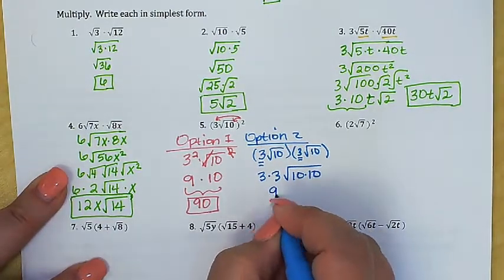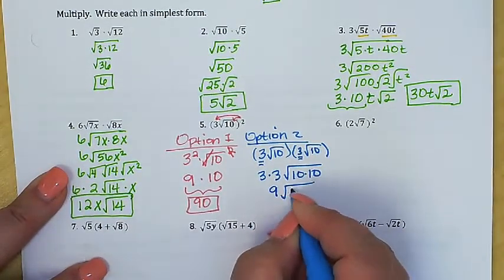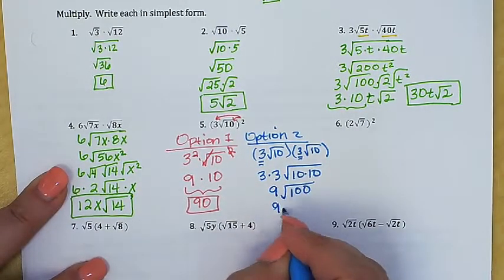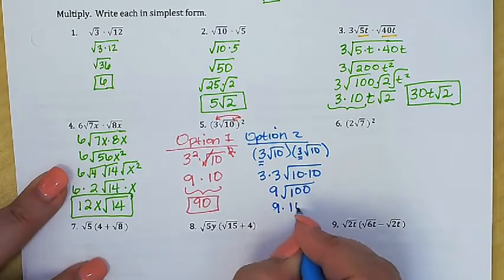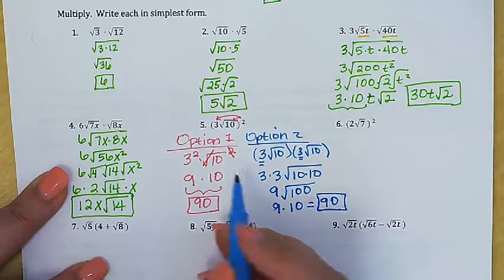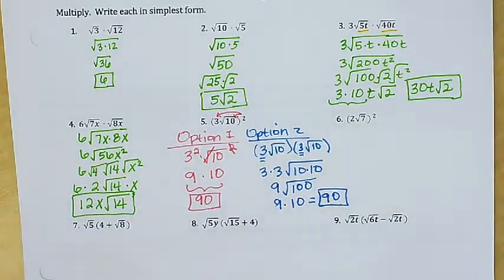We'll end up with 9. And then here it'll be square root of 100, which happens to be a perfect square. So it'll be 9 times the square root of 100, which is 10. And guess what? That still gives you 90. So you decide which one you like to think of it better.